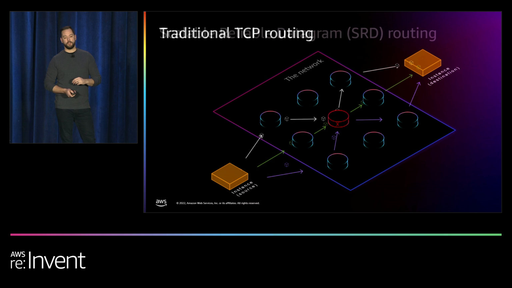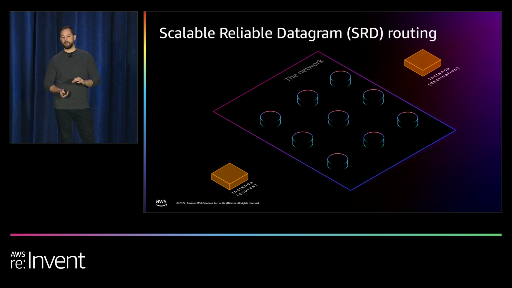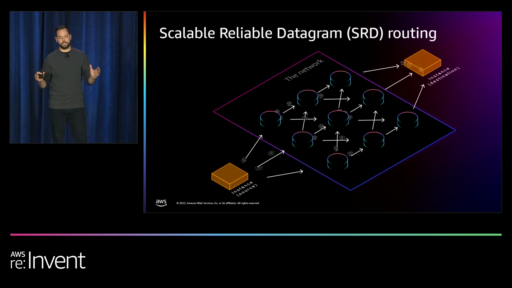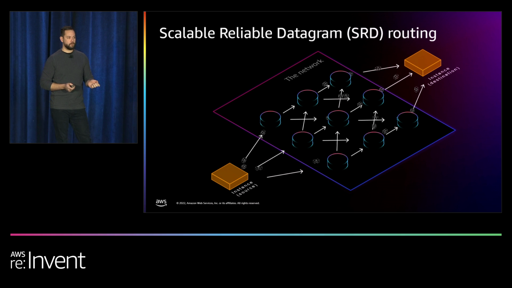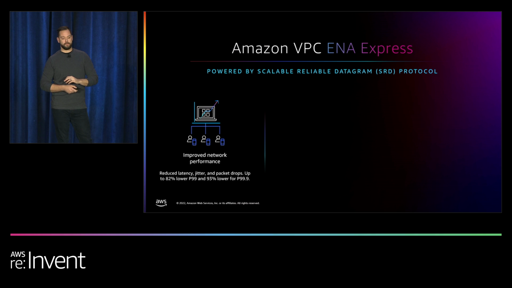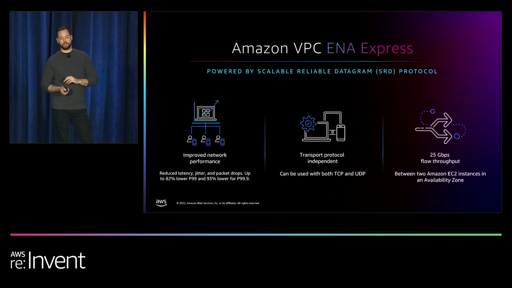So what we've actually done is we've taken our scalable reliable datagram and implemented that into our Nitro system. And what that does is then use flowlets, and it's basically an Ethernet-based type protocol, and we spread traffic across our whole network. Now, you folks don't really need to do anything except tick a checkbox for the particular instances that support this, and then you can actually have improved network performance. And so basically, this is transport protocol independent, where you folks don't need to say, hey, I'm not going to use TCP anymore. You just use TCP or UDP, that's fine.